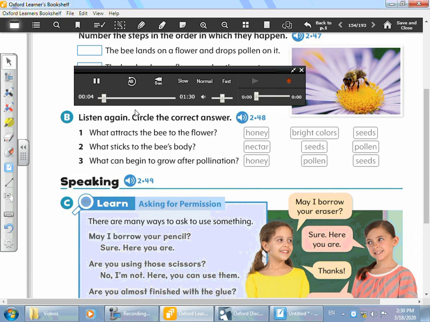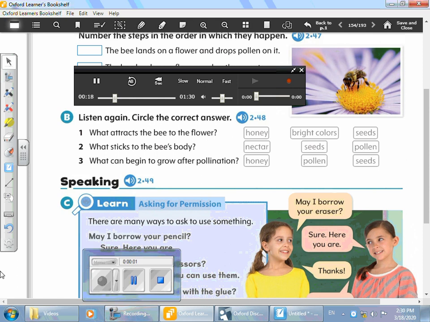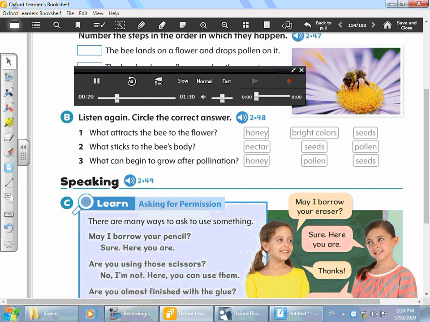B. Listen again. Circle the correct answer. 1. Did you know that bees help to give us the food we eat every day? This is because bees pollinate many of our plants. When a plant is pollinated, it can grow seeds and fruit. How does a bee pollinate a plant? There are 3 steps in this process. First, the bee looks for a flower to get nectar for food. The bright colors and nice smells of the flower attract the bee. The bee lands on the flower and starts to gather the nectar.